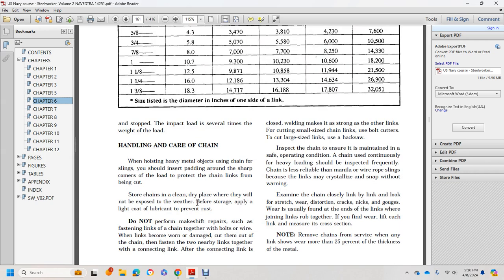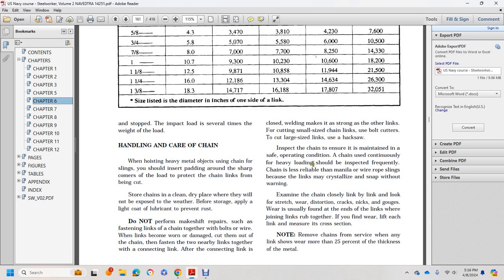Handling with care of the chains: when hoisting heavy metal objects with sharp edges, insert padding around the sharp edges of the load to protect the chain links from being cut. Keep the chain clean and dry, and do not expose it to weather before storage. Apply a light coat of lubricant to prevent rust. Do not perform makeshift repairs such as fastening links of the chain together with bolts or wire. When links become worn or damaged, cut them out of the chain and fasten the two nearby links together with a connecting link. After the connecting link is welded, it is as strong as the other links. Cut small size chain links using bolt cutters, and use a hacksaw for large size links. Inspect the new link to maintain safe operating conditions.